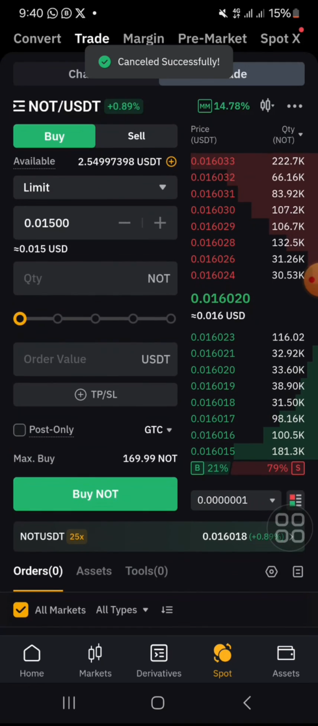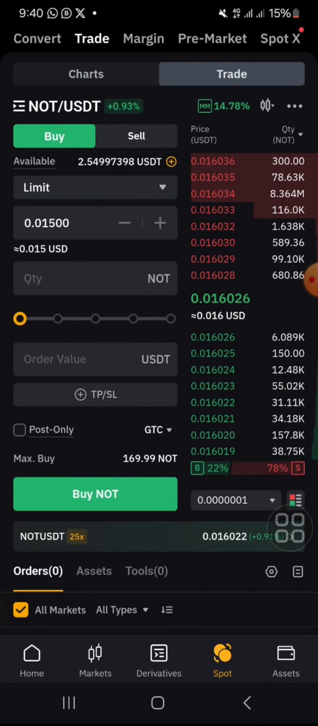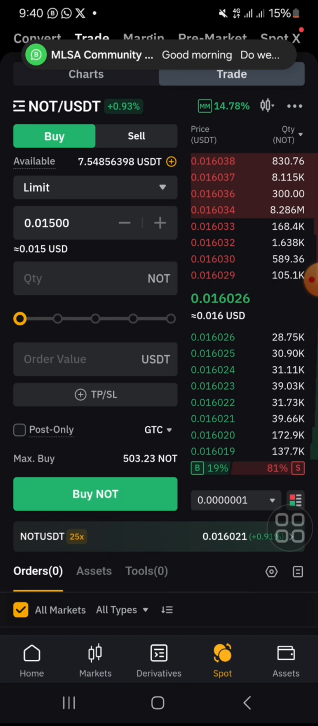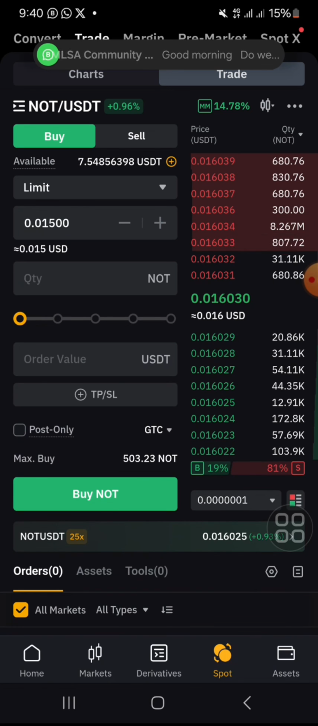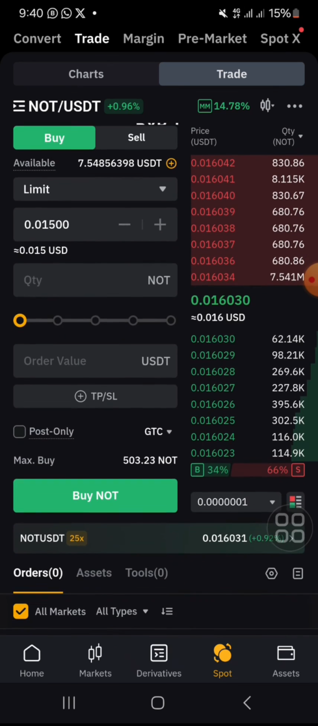So guys, these are the simple steps on how you can do spot trading on Bybit. Remember, spot trading simply involves buying and selling cryptocurrency pairs. You make profit when you buy at a low price and sell it off at a higher price. When you buy, you hold the coin and sell it off at a higher price.